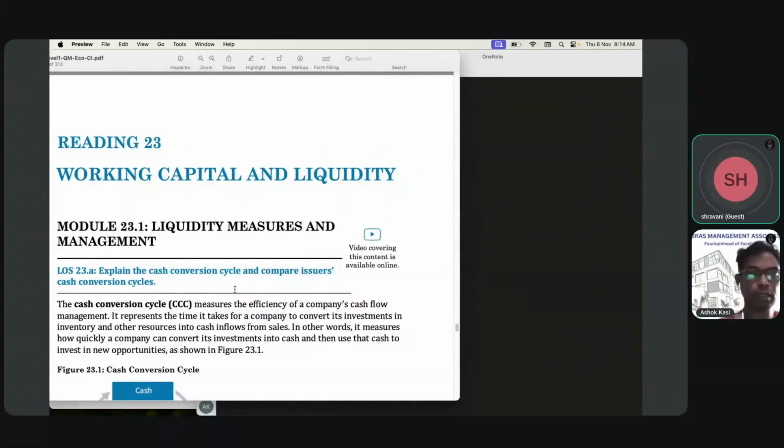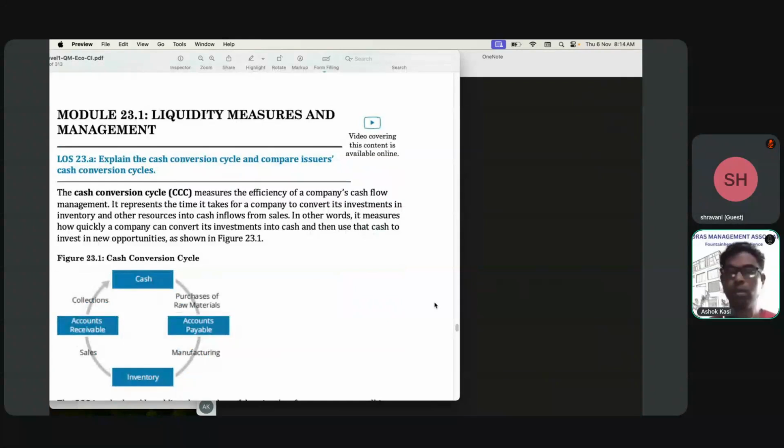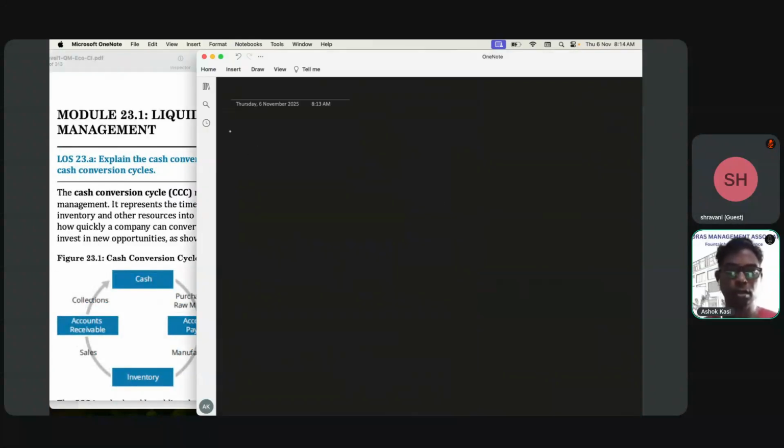Working capital and liquidity. So cash conversion cycle is equal to... so how you think is, first you are keeping the goods in inventory, you are buying and keeping the goods in inventory. So how many days does it take? So number of days of inventory turnover, how many days it is there.